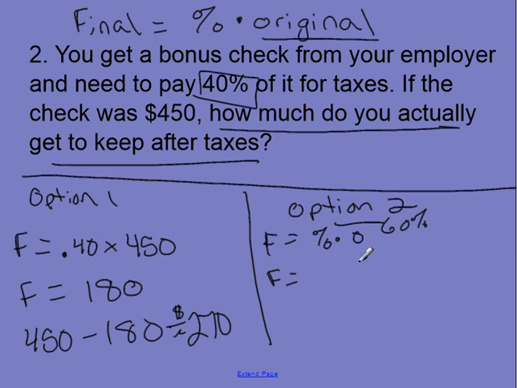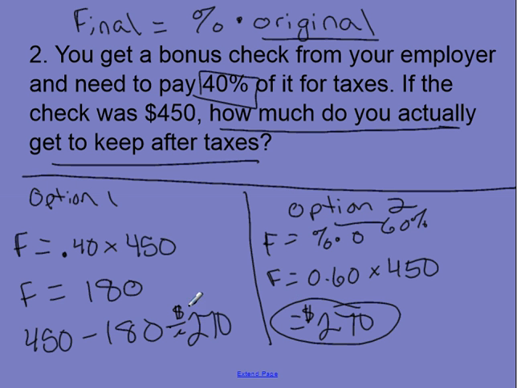Remember how I said this was a lot like markups and markdowns? So my final bonus is going to be 0.60 times 450. If you were to put that into a calculator, you would end up with $270. Same answer as you got with option 1. So 2 different ways you can do it.